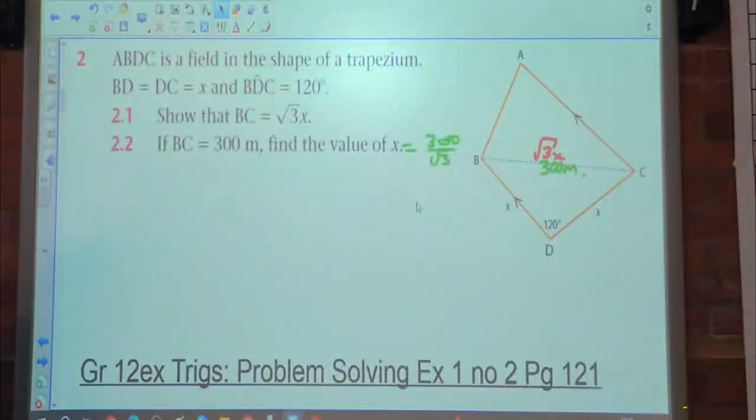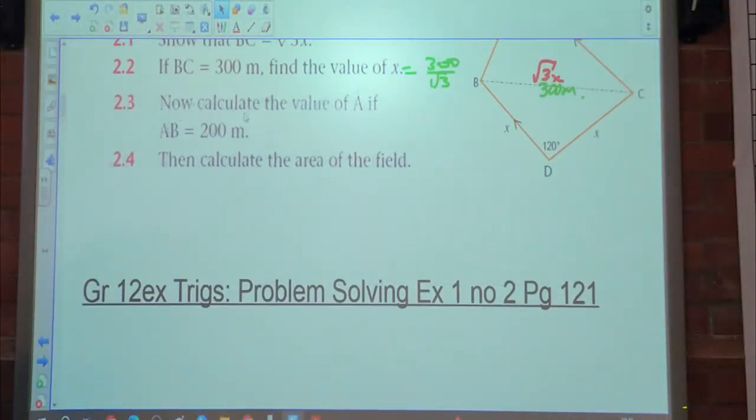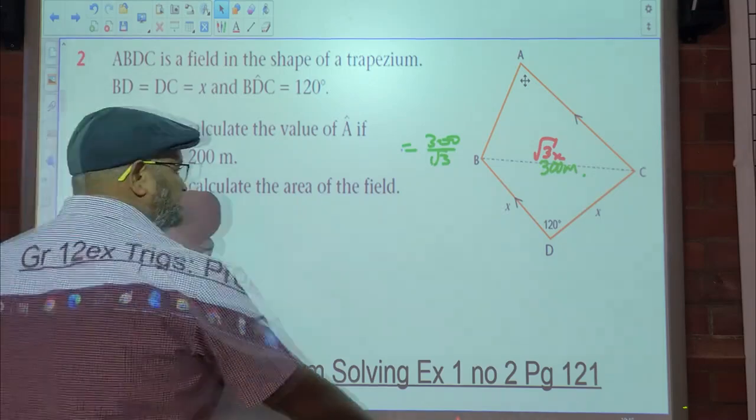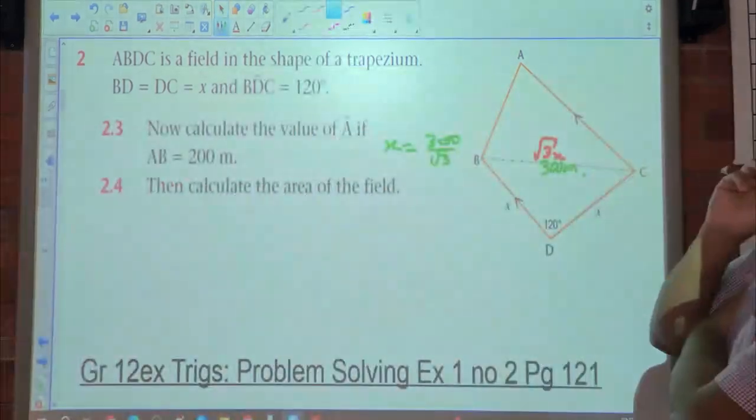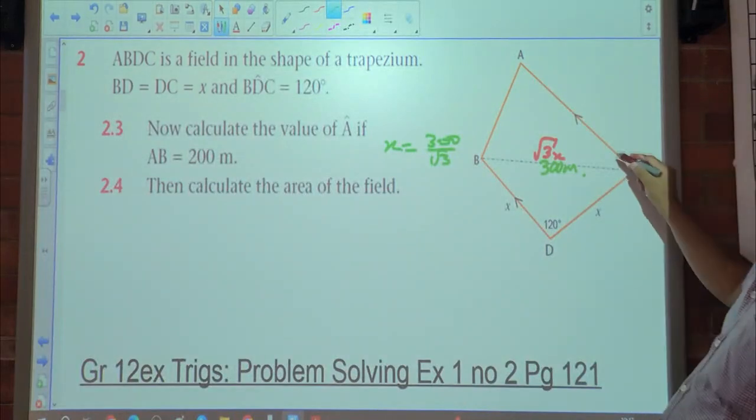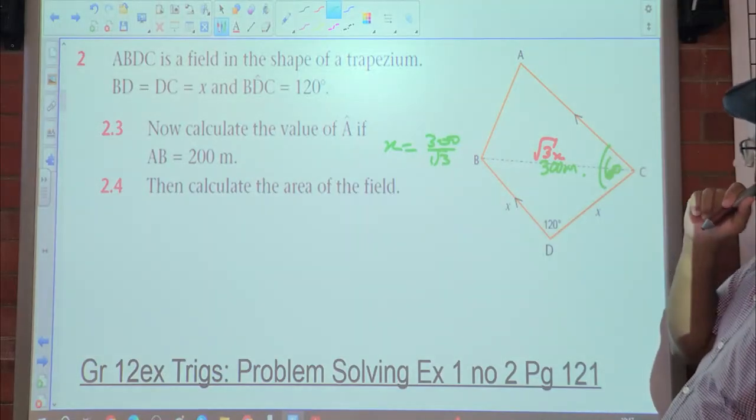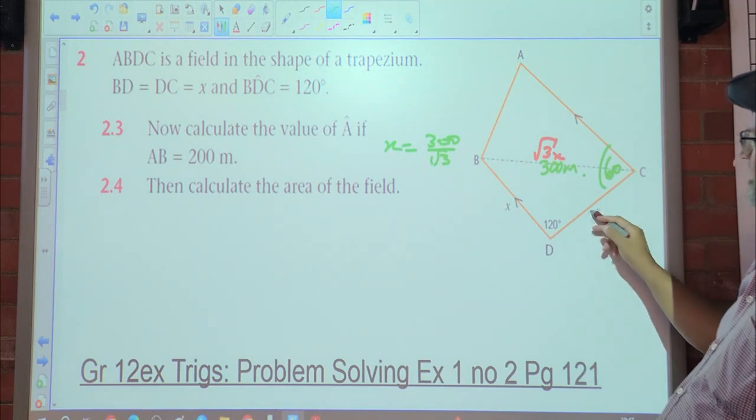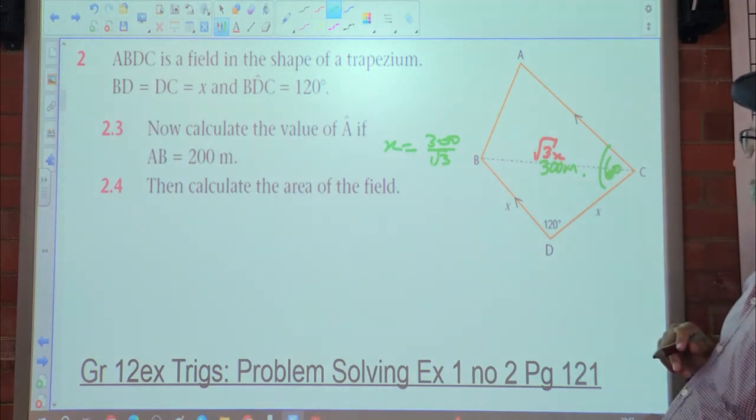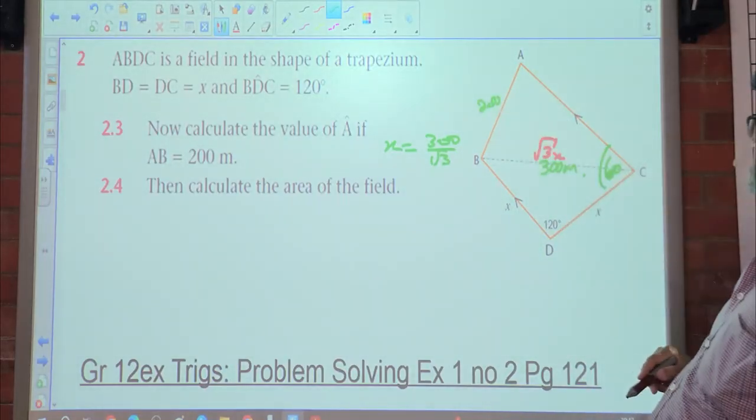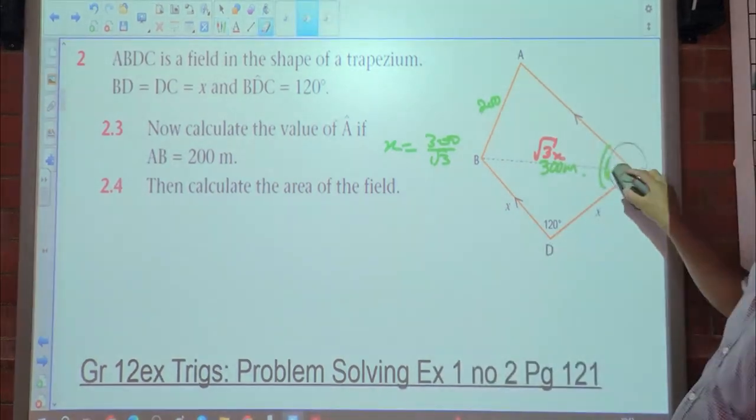Okay. Let's look at the next question. Now calculate the value of angle A. So this is angle A. Okay. So I'm going to calculate it. So we know this is 60, this whole angle is 60. So the co-interior angles there. Okay, we know what x is now, no? Or AB is 200. So we don't need that 60. Sure, right?